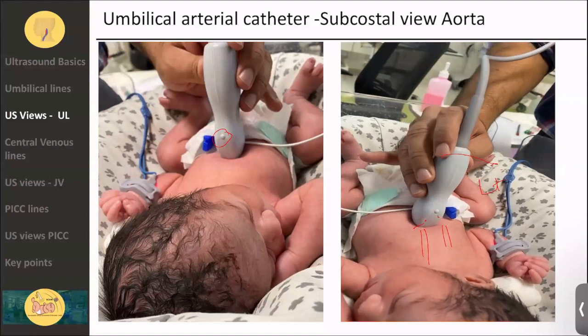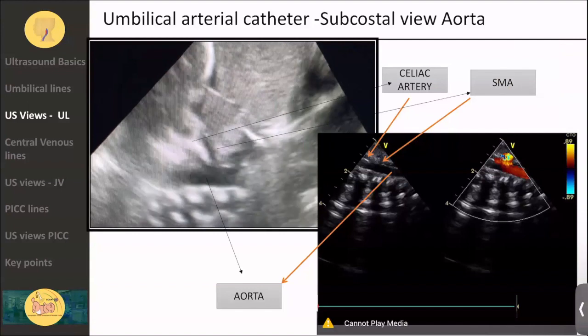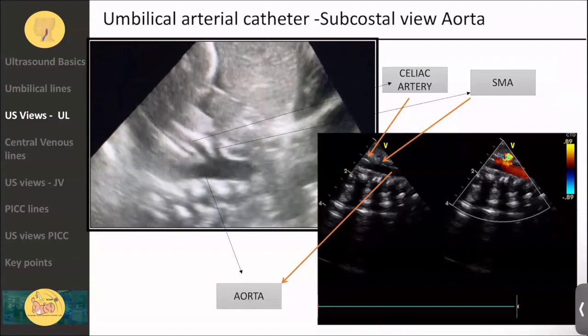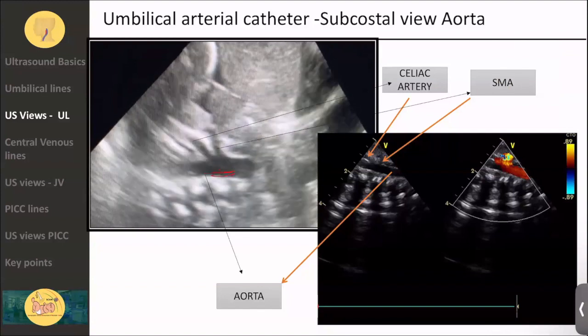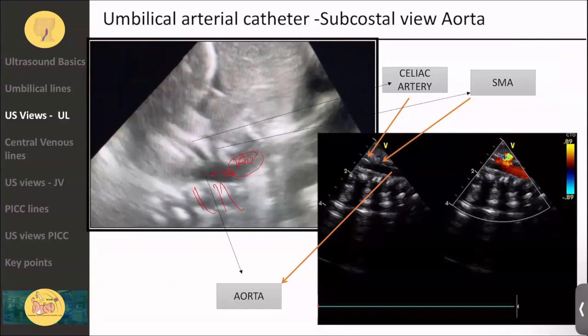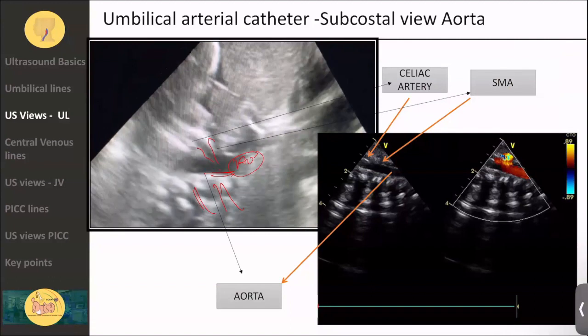So this is the nice view which Dr. Murthy showed initially. So the aorta, and the aorta is lying against the spine. So this is the spine. So the aorta, and from the aorta, the fork-like two vessels which are arising, right? And these are the SMA and the celiac.